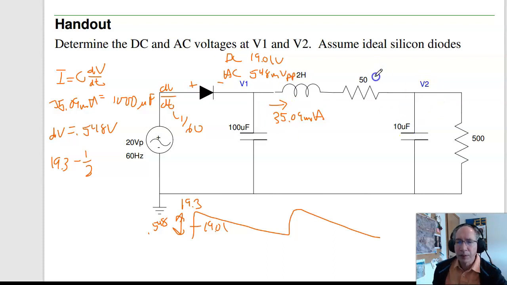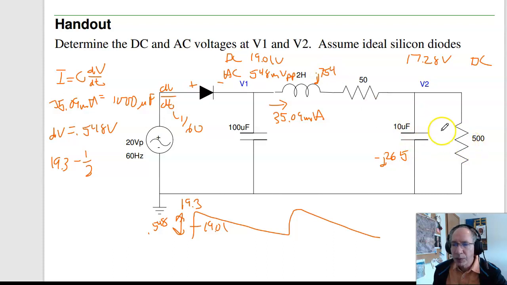Now for V2, the DC voltage is by voltage division, 500 over 550. That times the DC voltage at V1 gives you 17.28 volts. That's your DC voltage. AC voltage. This is 60 hertz. So a capacitor at 60 hertz, or 377 radians per second, is minus J 265 ohms. The inductor, 2 henries becomes J 754 ohms.